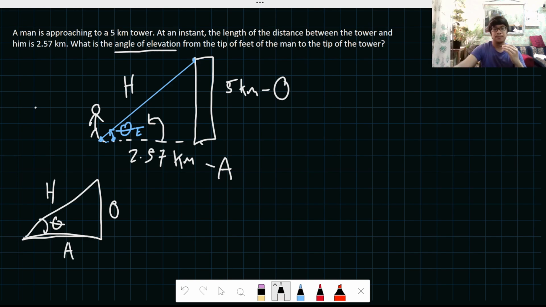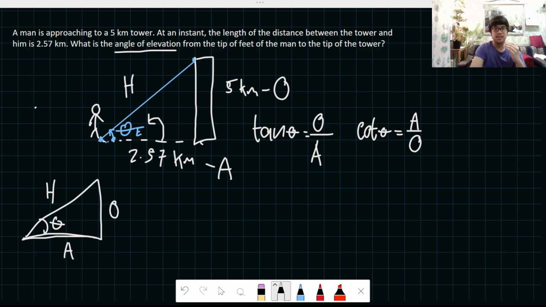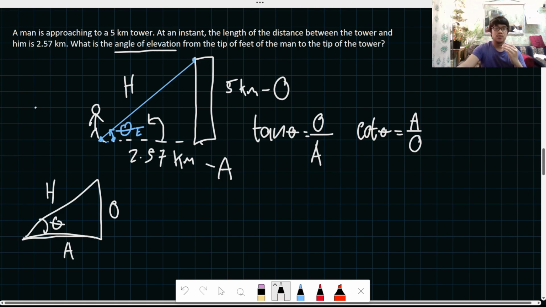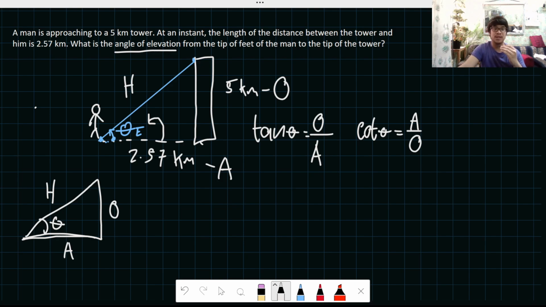So there are two. First, we have tangent theta. Tangent theta is equal to opposite all over adjacent. So that's one. And the other is its reciprocal, which is cotangent theta, which is adjacent all over the opposite. Now, which one? It's up to you, because both of them have opposite and adjacent given, so it's clearly up to you. So let's try to use both of them.